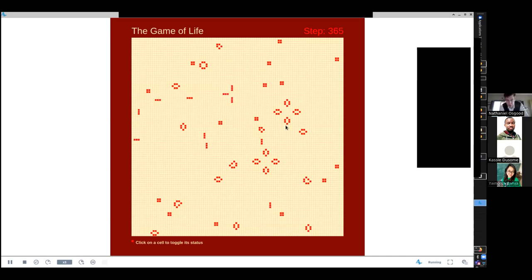And in this particular model, you can click on things and that will insert or toggle, I think, perhaps, an element at a given location, whether or not a patch is live or dead, and you can trigger additional behavior.